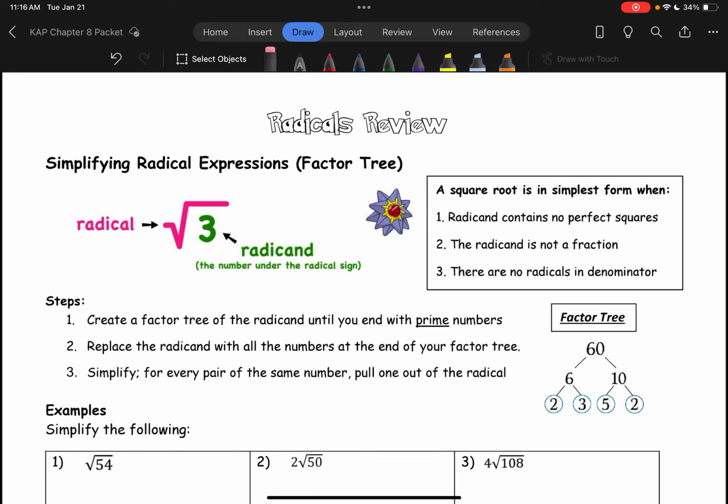Hey everybody, this video is going to cover a review on radicals. So to start off, we're going to begin looking at simplifying radical expressions. To start, we want to go ahead and go over some vocabulary here.